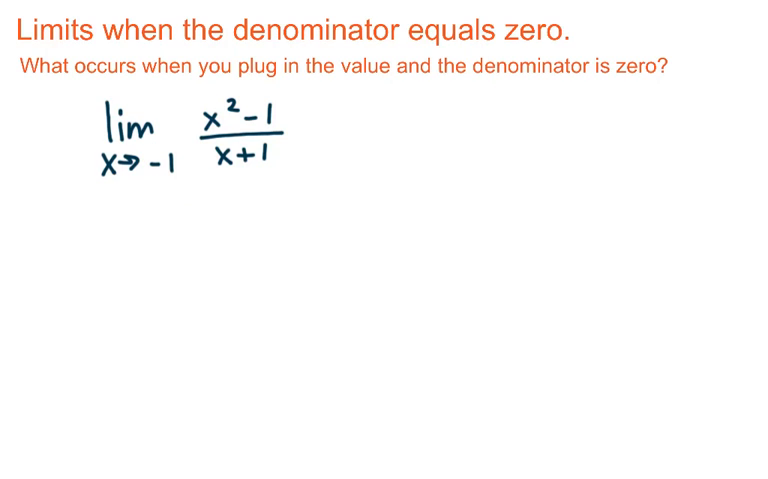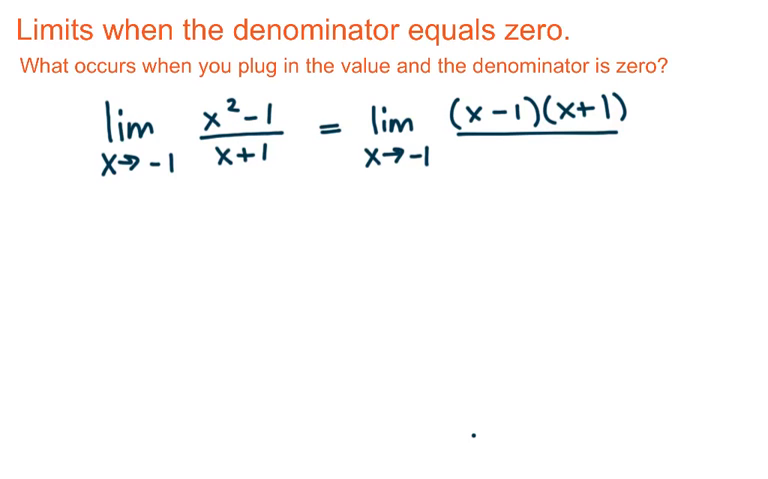So the first thing we do when we're trying to figure that out would be to try and factor it. In this case, the limit as x goes to negative 1, this numerator factors as a difference of squares, x minus 1 times x plus 1, over x plus 1. We see that we can cancel a common factor. And doing that leaves us with determining the limit as x approaches negative 1 of x minus 1.